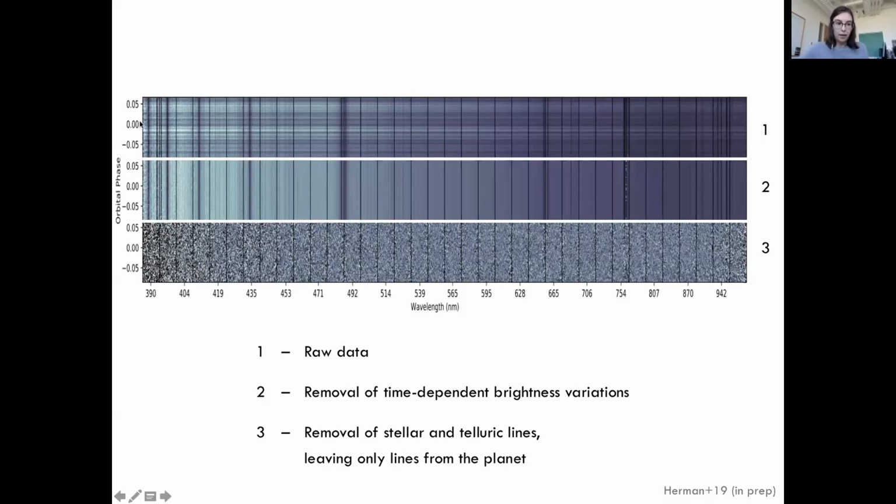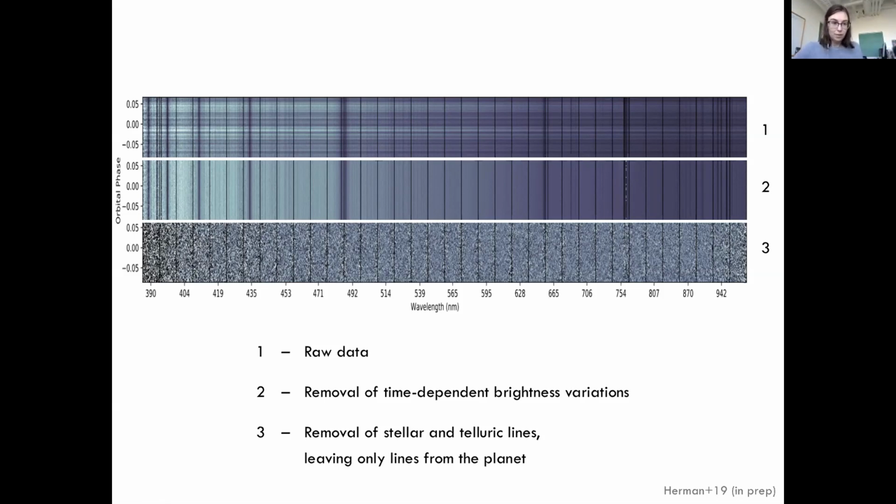So this is what an example spectra looks like. On the y-axis here, we have orbital phase. This portion covers the transit of WASP 33b. And on the x-axis, we have wavelength. You'll notice that the spectra are split into these little boxes. That just is a spectral order. The first row here shows the raw data from the telescope. And the horizontal bands that we see here are removed when we take out the time-dependent brightness variations in the second panel. And then in this final panel, we remove the stellar and telluric lines. So it kind of just looks like noise, but there is some sort of signal from the planet in there.